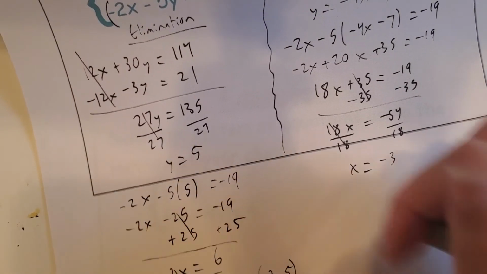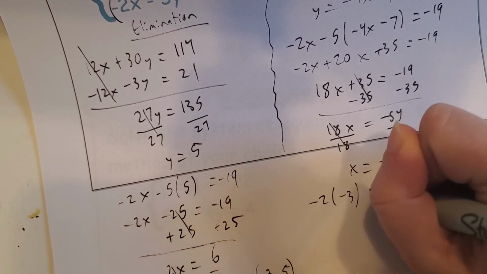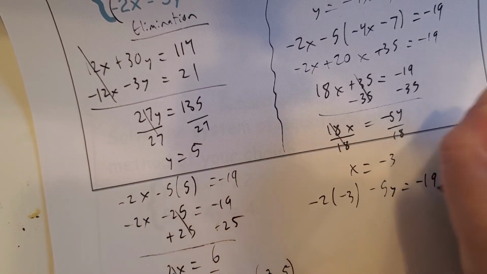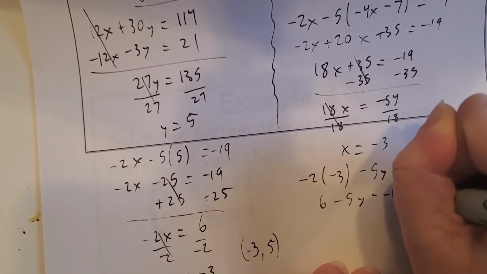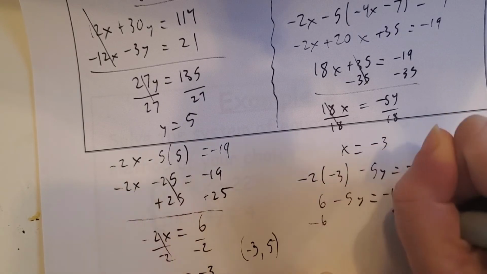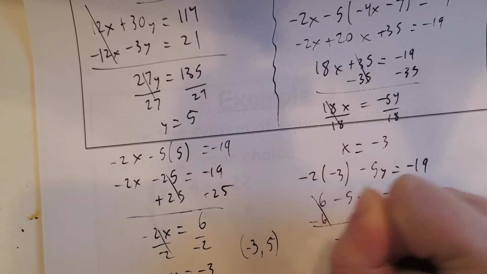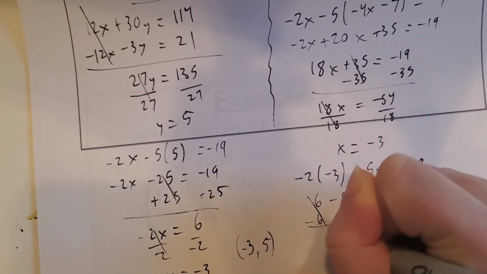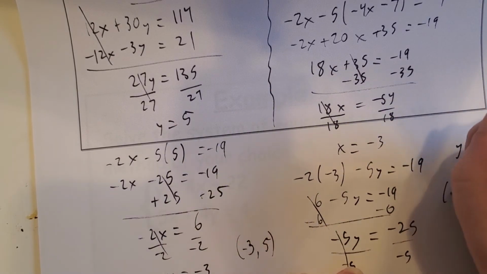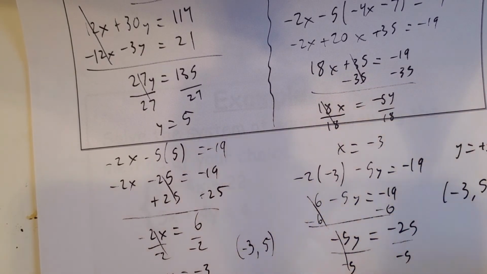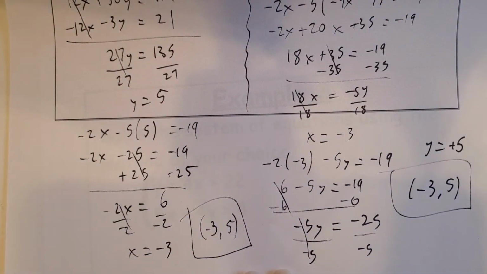So let's see if I don't run out of room. Negative 2 times negative 3 minus 5y is negative 19. So 6 minus 6 minus 6. So this is negative 5y and then negative 25. So we do get y is equal to positive 5, and the answer is still negative 3 comma 5, no matter which way you slice it.